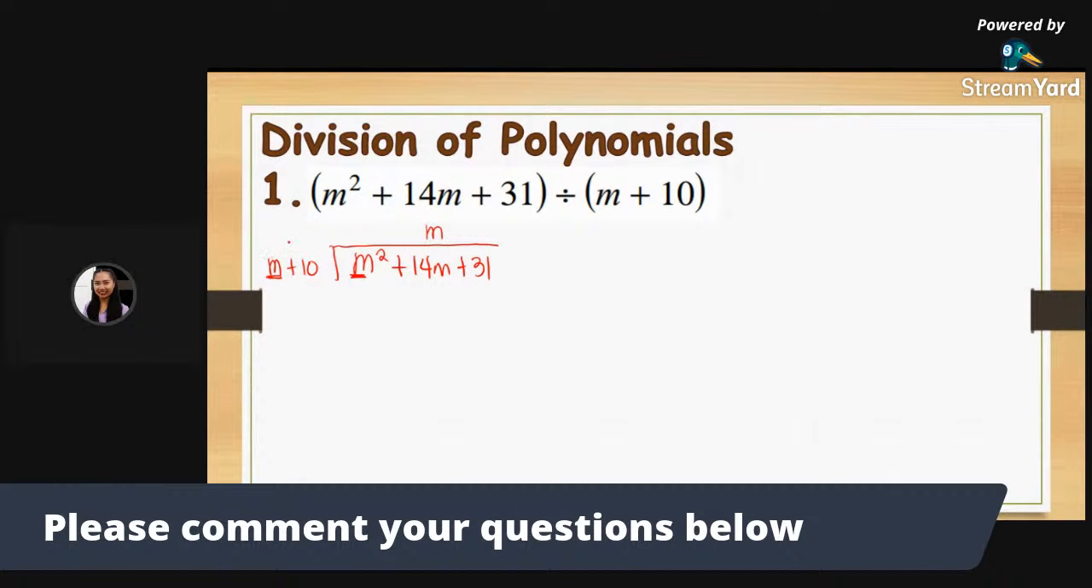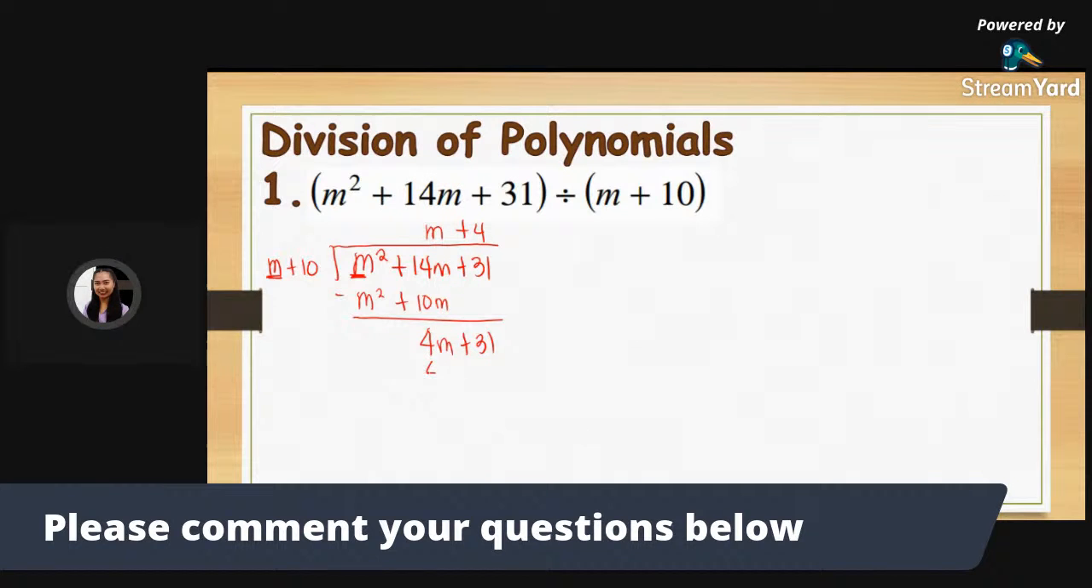So then go back to multiplication. m times m, we get m squared. Then m times 10, the answer is 10m. Then same process with your regular division, you have to subtract them. m squared minus m squared, of course, is 0. Then 14 minus 10 is 4m. Then bring down your 31. So 4m divided by m, we get positive 4.